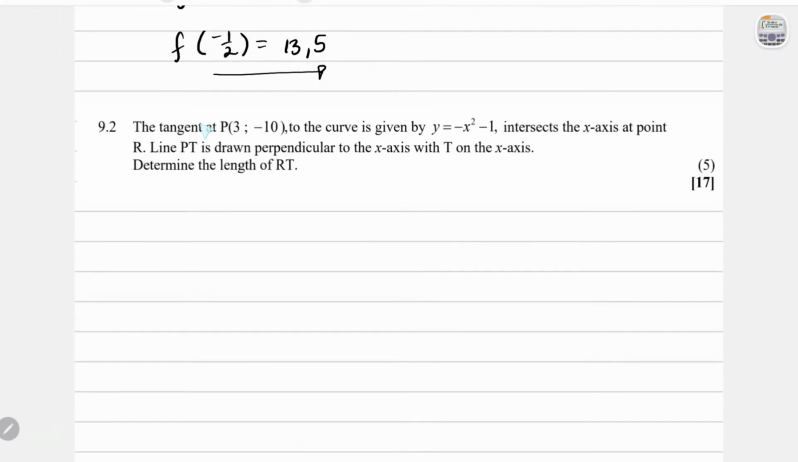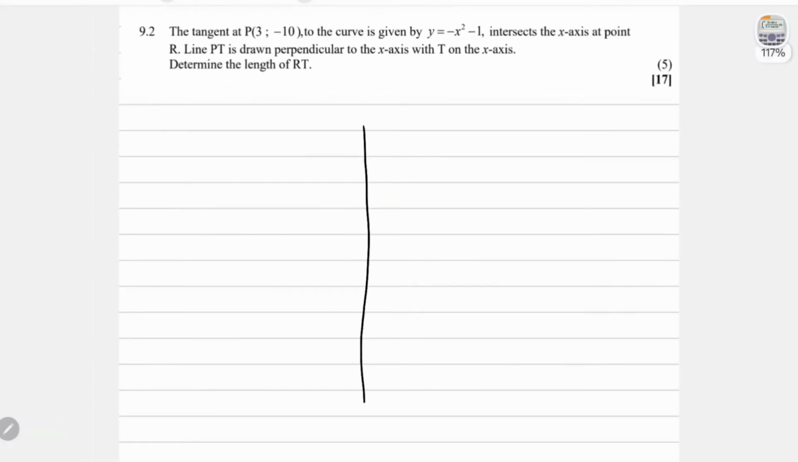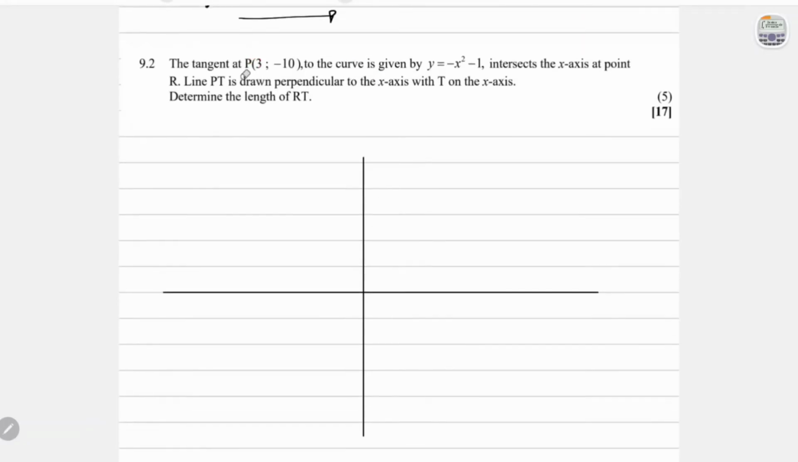Okay, so 9.2 says the tangent P, which is 3 and negative 10 to a curve. Okay, I like to draw these things down as they say, just so that we know exactly what it looks like. So there's a tangent, right, at P, this point P. So let's go ahead and plot that down. It's 3 and negative 10. So 3 to the right and 10 units down. So maybe let's just say, for argument's sake, it's somewhere here, right? And that is P. So that's 3 and negative 10.